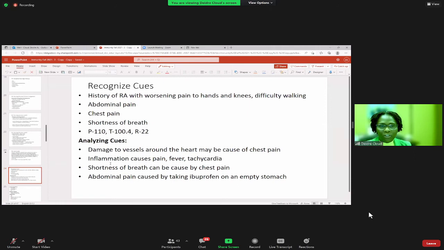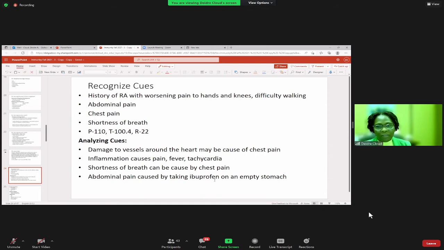Yeah, so shortness of breath. The inflammation causes pain, fever, and tachycardia. And of course, rheumatoid arthritis is the inflammatory response to autoimmune disease that causes inflammation. The shortness of breath can be just because of the chest pain. People don't like to breathe when they're having pain, right? If they have rib pain, they don't want to take deep breaths. If they're having chest pain, they get short of breath. Could be for different reasons too, because they're not getting oxygen.